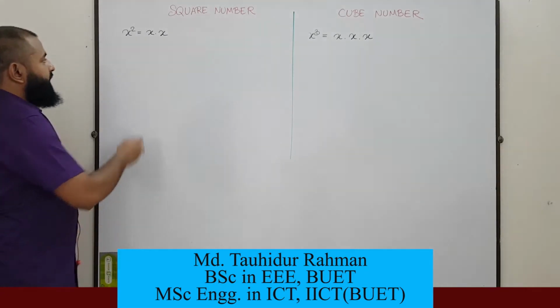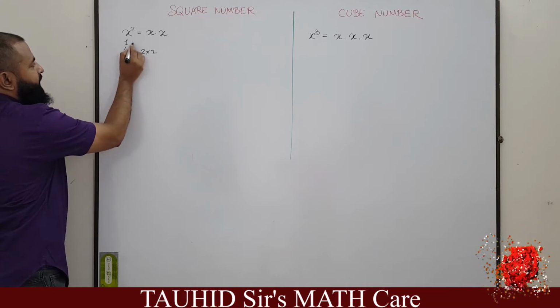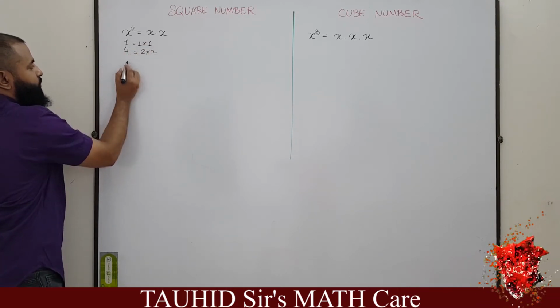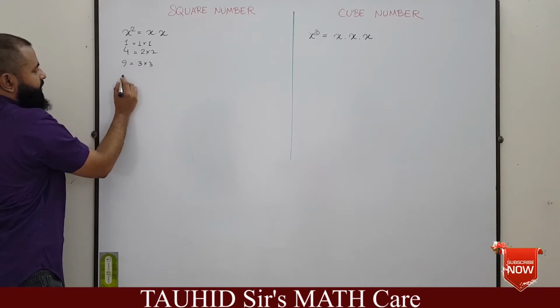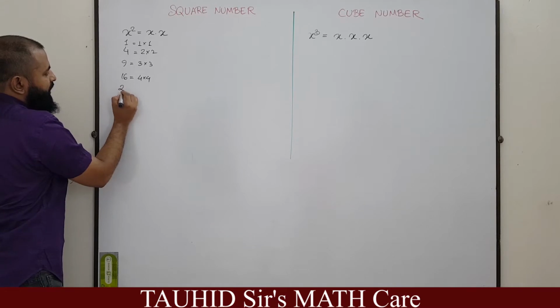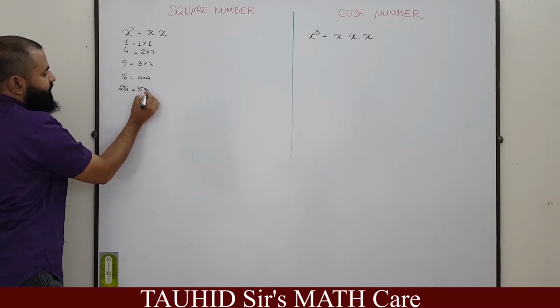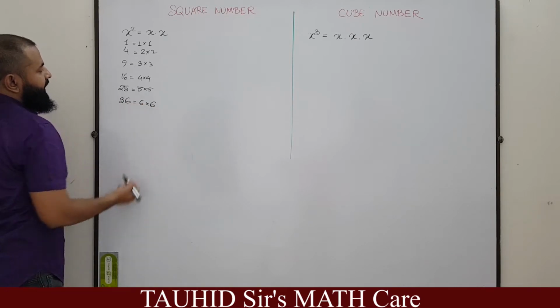For example, 4 equal to 2 by 2 is a square number. 1 equal to 1 by 1 is a square number. 9 equal to 3 by 3 is a square number. 16 equal to 4 by 4 is a square number. 25 equal to 5 by 5 is another square number. 36 equal to 6 by 6 is another square number.